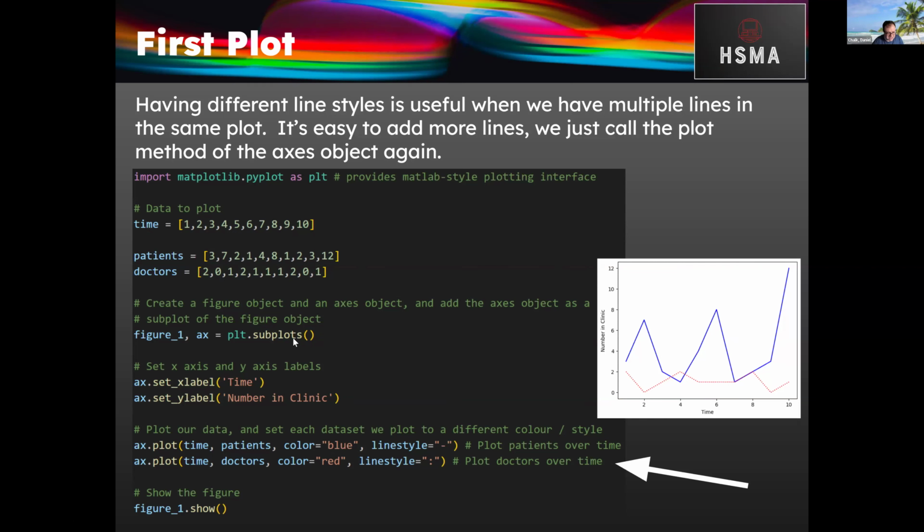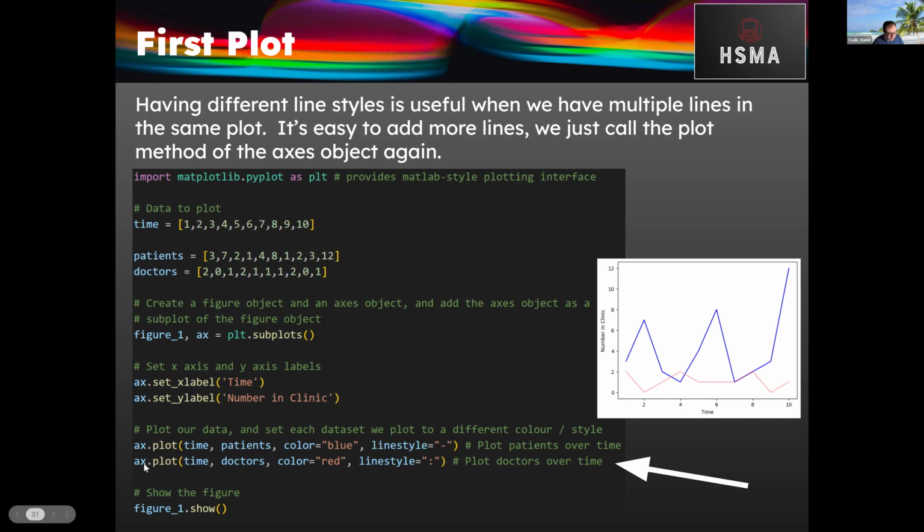I've set up everything exactly as I had before, but this time I've got two calls on the plot method. In the first one, I'm going to plot time against patients. I want that to be coloured blue and just a solid line style. If you don't put anything for line style, it'll default to solid. But if you're using multiple plots, it's sometimes good practice to explicitly specify that, because it also makes it easier to change if you wanted to.